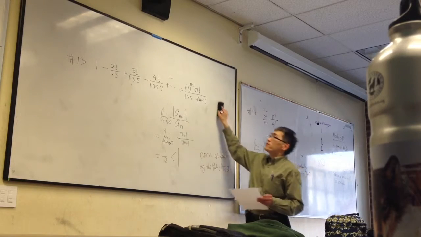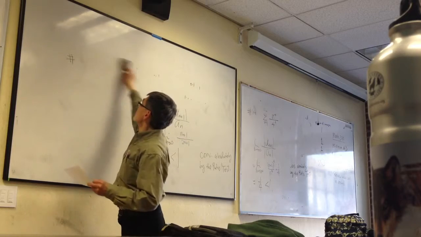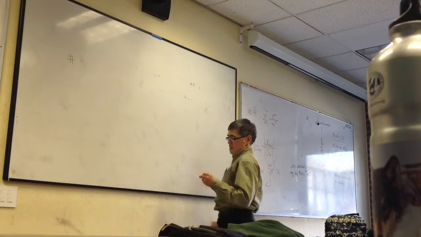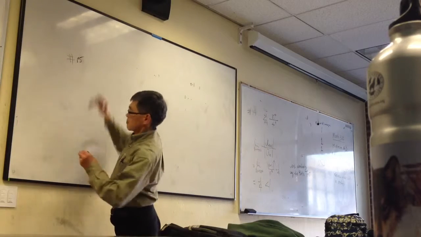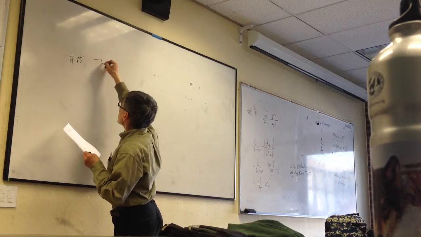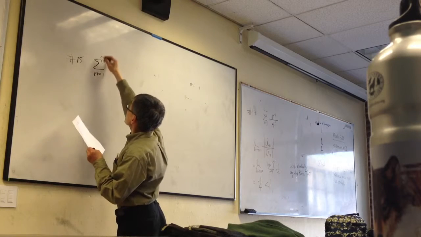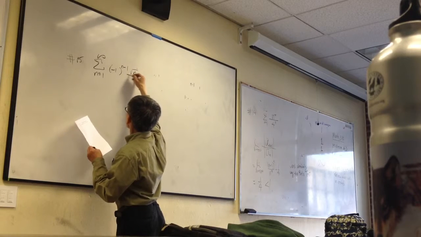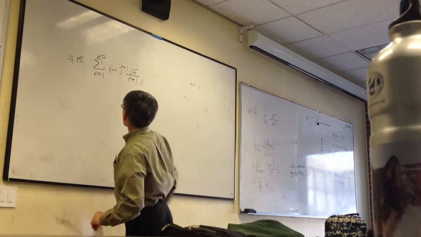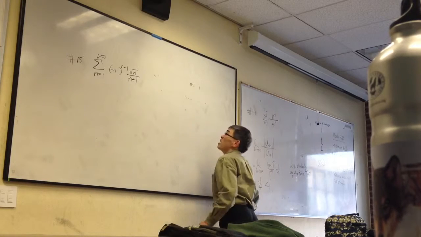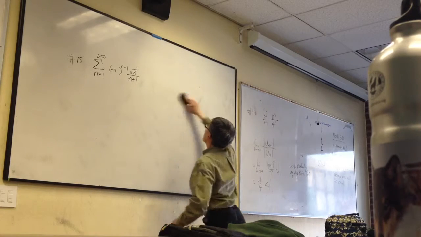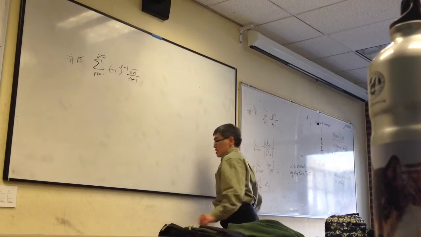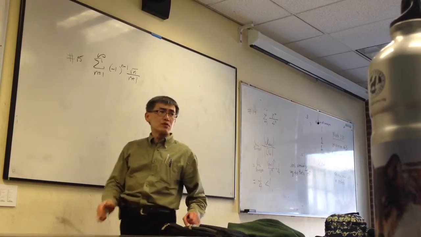All right, number 15. Summation n goes from 1 to infinity, (-1)^(n-1) times square root of n over n plus 1. Do you think it's absolutely convergent?